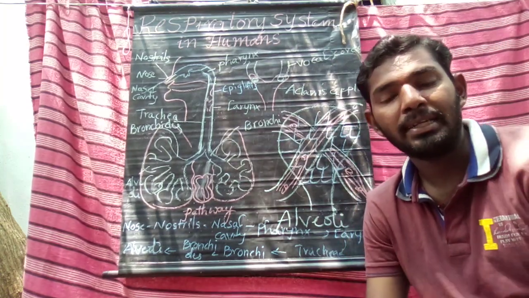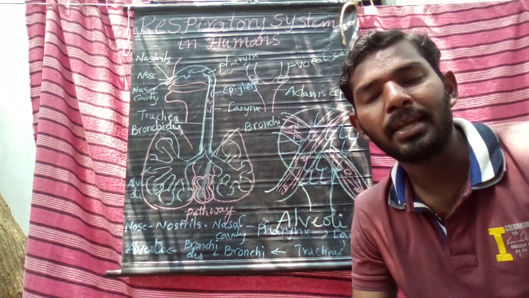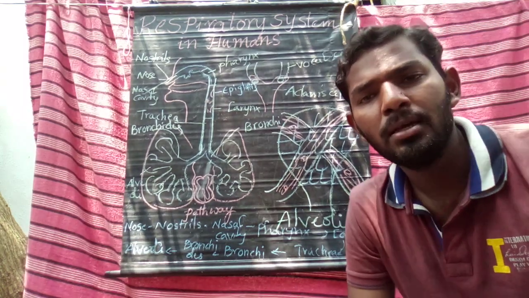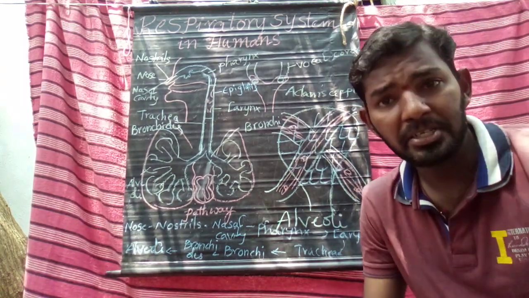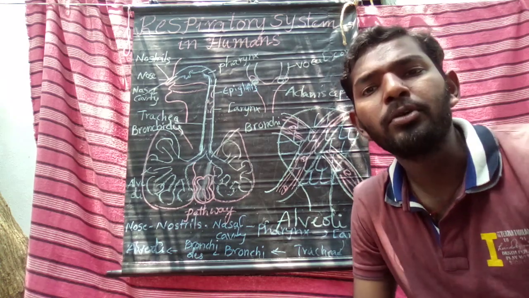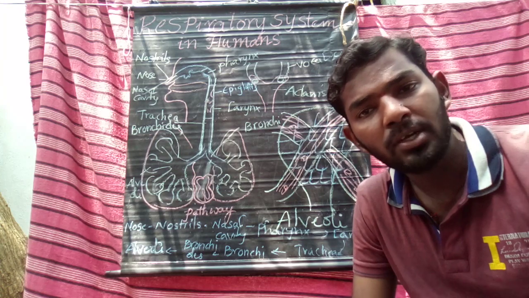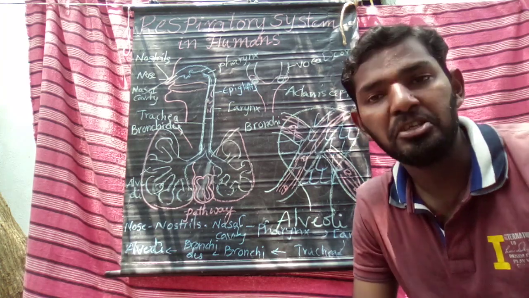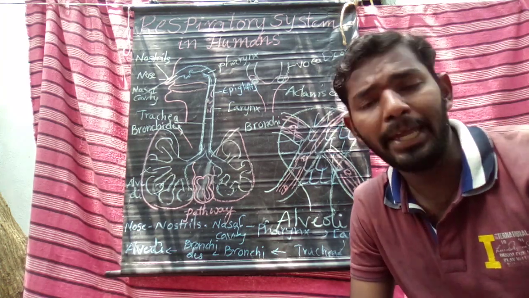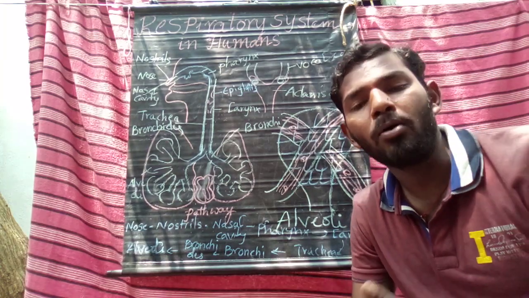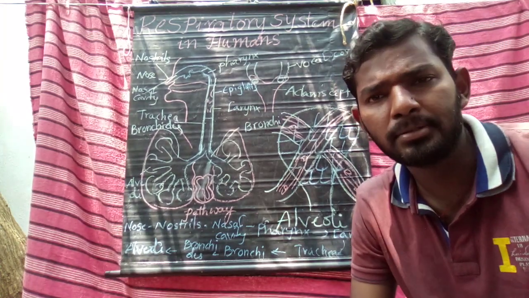Today I'm starting the classes that are useful for 10th class and also intermediate secondary students. So the topic is the respiratory system in humans. First we have to know what respiration is. Respiration is the process by which all living organisms get energy in the form of ATP by taking oxygen inside and releasing carbon dioxide.